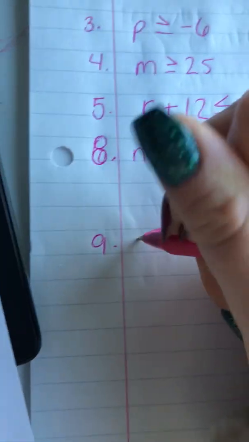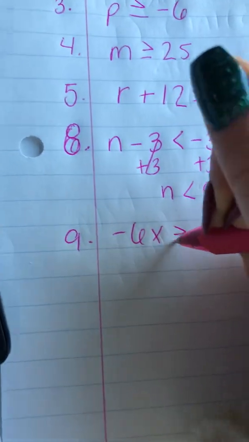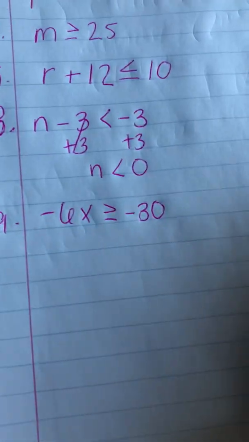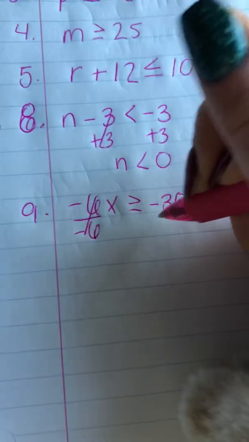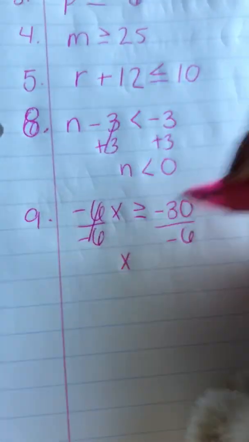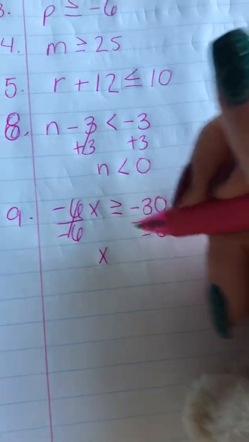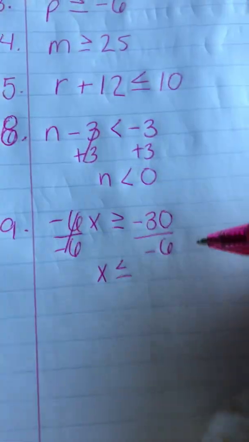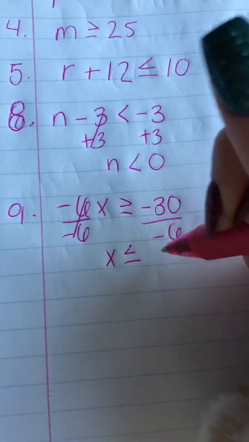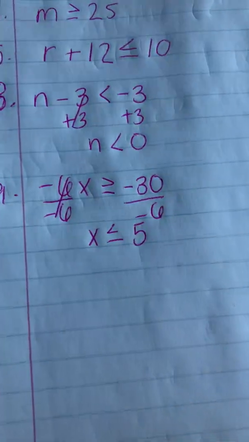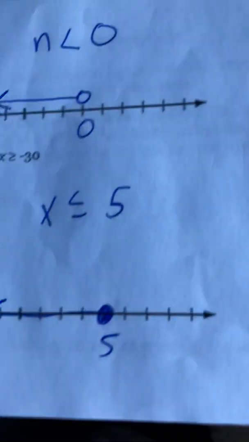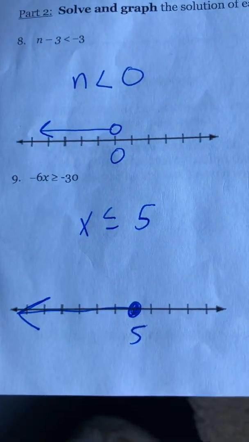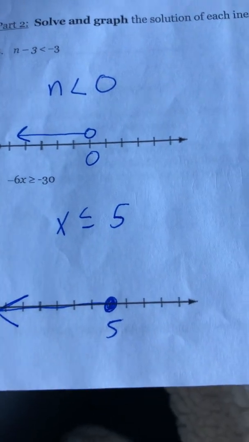All right, number 9, I have negative 6x is greater than or equal to negative 30. I want x all alone, so I need to divide both sides by negative 6. When you multiply or divide by a negative in an inequality, that sign will flip. Negative 30 divided by negative 6 is positive 5. So you have x is less than or equal to 5. And that's what your graph would look like, a closed circle on 5, and it's going to the left.